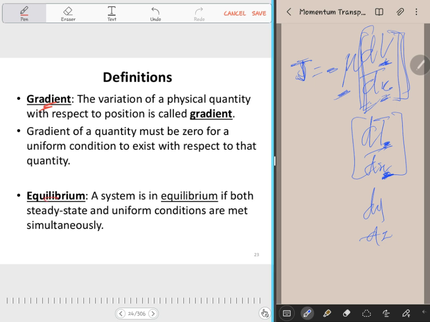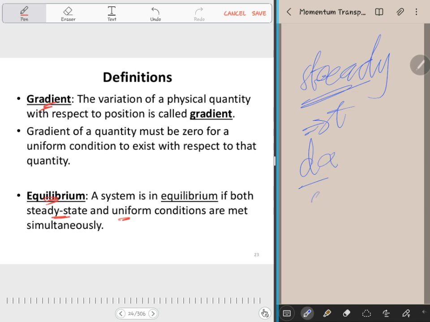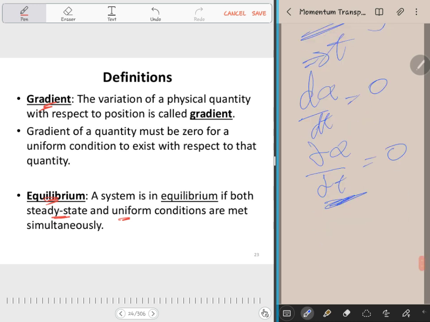And then equilibrium. A system is said to be in equilibrium when both steady state and uniform conditions are met. So steady state, how do you write it mathematically? We are talking about time, steady state, right? This means time. So steady state means that a particular quantity A with respect to time is 0. Or it could be partial, a particular quantity with respect to time, 0. So this is what we call steady state. That's one way of writing it.